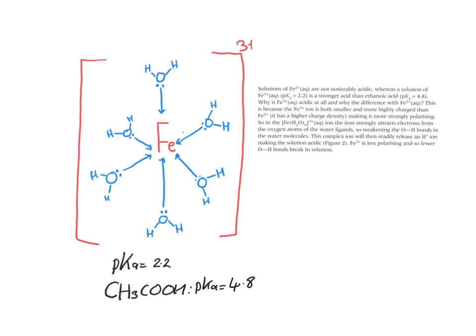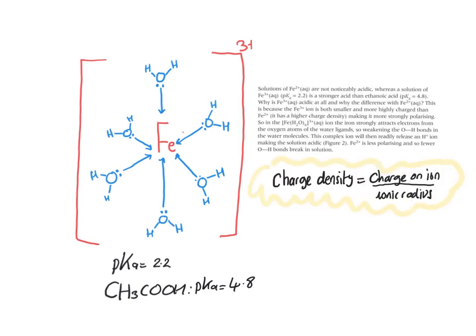Well, we need to look at the central ion here. It's because the Fe3+ ion is smaller and highly charged. We say it has a higher charge density. Charge density is the charge on the ion divided by the ionic radius, and therefore the smaller the ionic radius, the larger the charge density ratio. And the larger the charge density ratio, we say the greater the polarizing power of the central metal ion. So that's called the polarizing power.